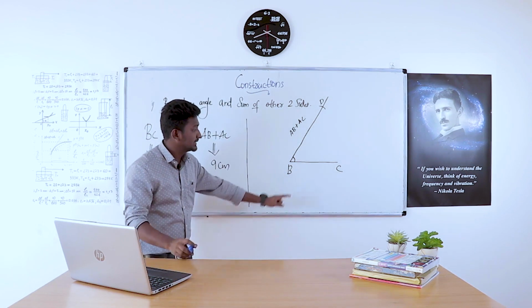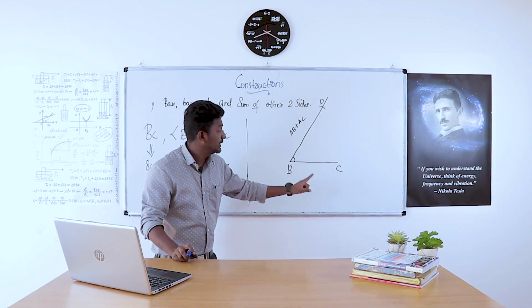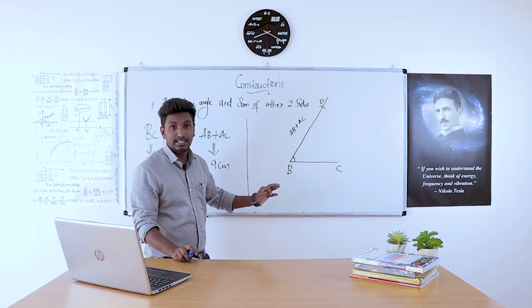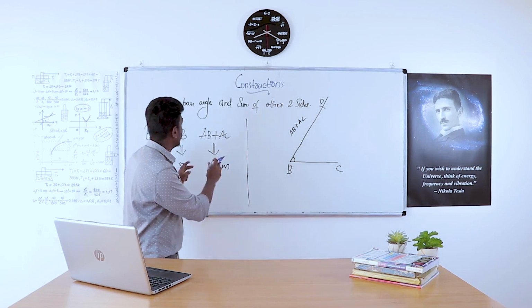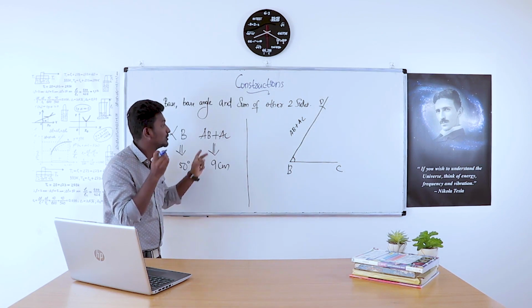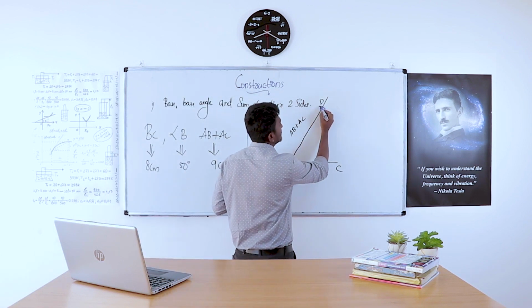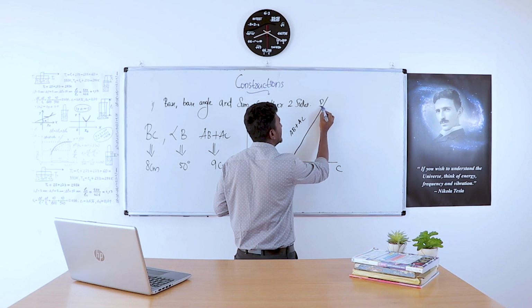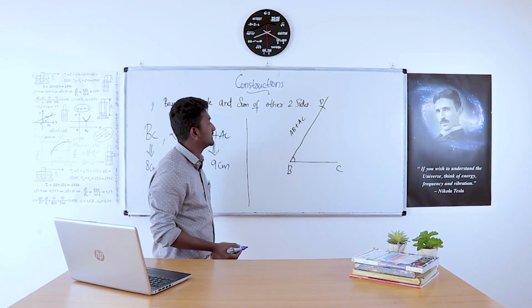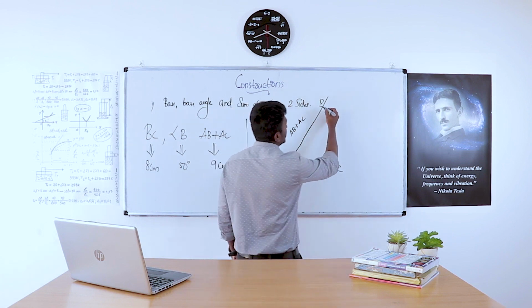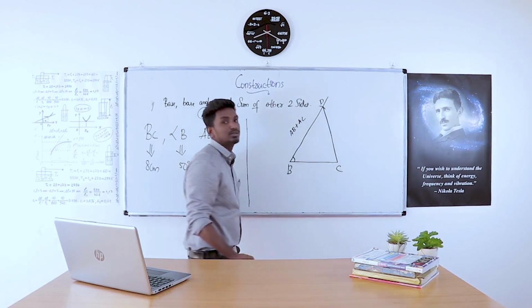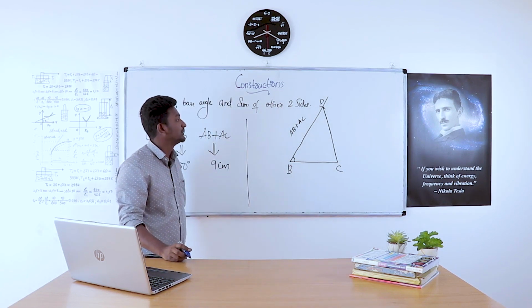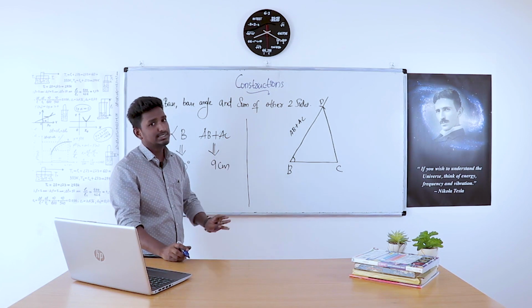Clear? Step 1 is draw the base. Step 2 is draw the base angle. Step 3 is, in the line where the base angle is drawn, take the length where the sum of the other two sides is given, AB plus AC, using a compass, or you can use a scale for measuring that. Then mark it here. Clear? Any doubt? Now the fourth step is join that point to the other end of the base. Now we got CD. This is the fourth step.